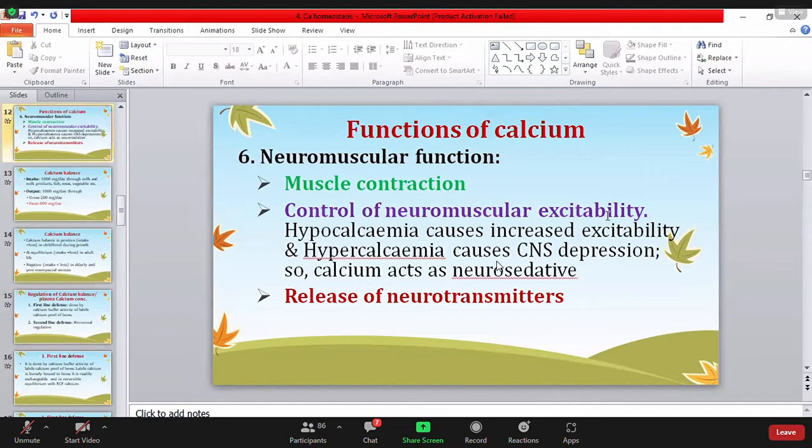Control of neuromuscular excitability. What does it mean? In hypocalcemic state, there is increased excitability, and in hypercalcemia, it causes CNS depression. So calcium acts as a neurosedative.